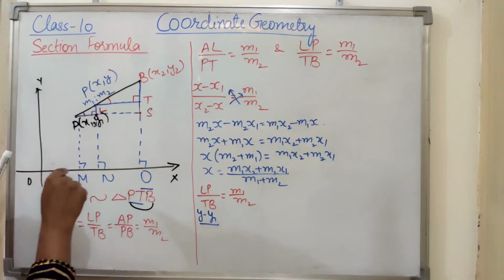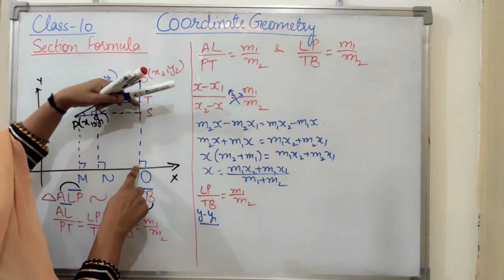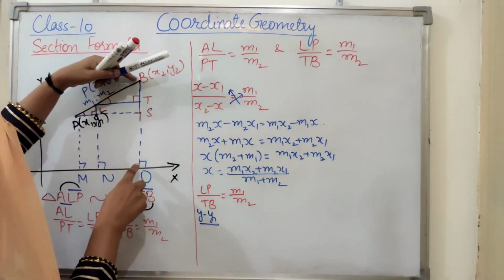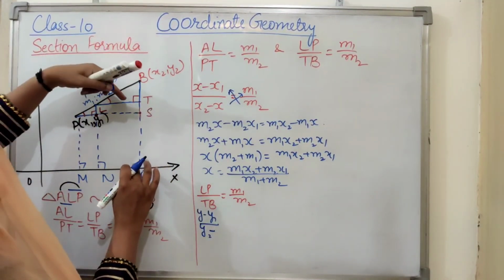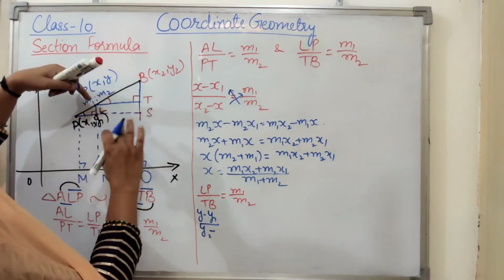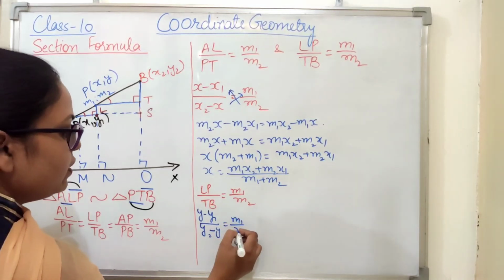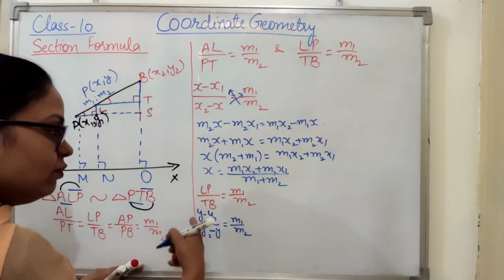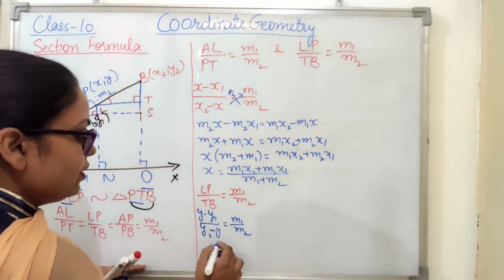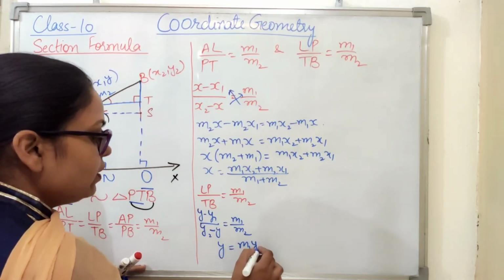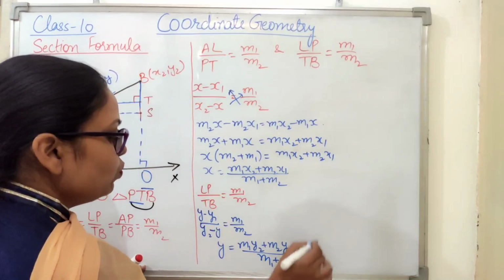Now TB, this much. If you see, out of this, if I subtract this much, I will be through. So how much is this? y2. So y2 minus, how much is this? If you see, this is y. So this much and this much is the same. So I can write here y minus y1 upon y2 minus y is equal to m1 by m2. Now when you solve it, I am not solving it completely, you will get y is equal to m1y2 plus m2y1 upon m1 plus m2.